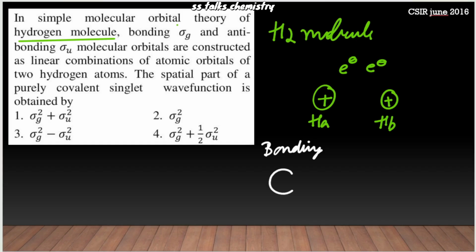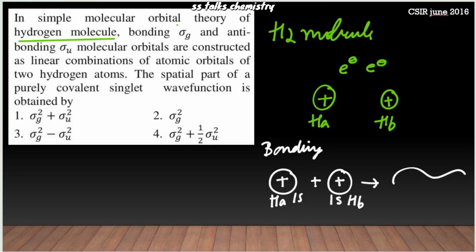So if you consider the 1s orbital of hydrogen atom A, the positive phase is overlapping with the 1s orbital of hydrogen atom B, again in the positive phase. This is going to give you the bonding molecular orbital, where we will be observing the increased electron density of the positive one. So this is the sigma g that has been formed.